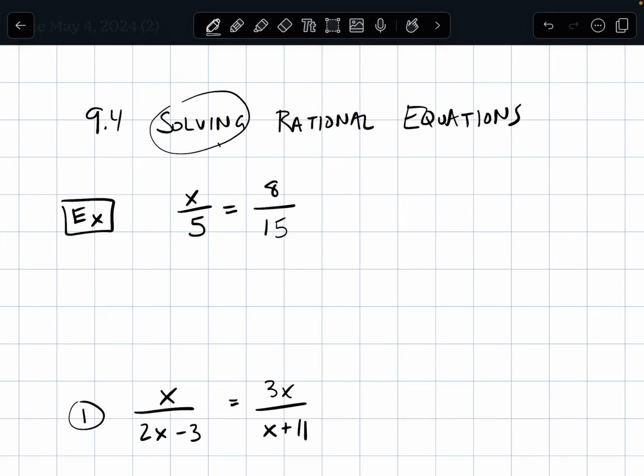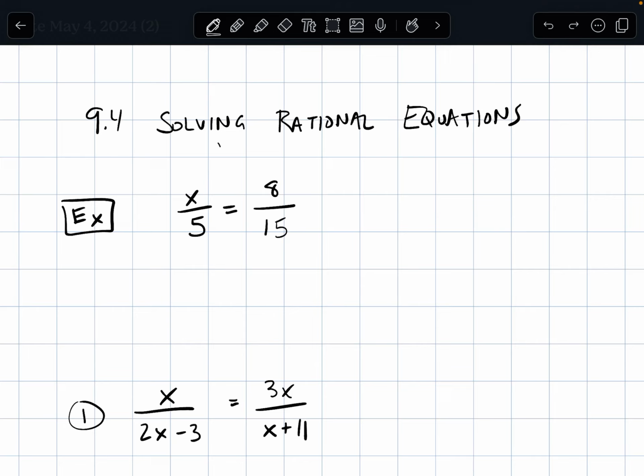And also notice we're talking about solving, right? So whereas before we were just simplifying the expressions, now we are solving the equation. So our final answer for all of these should look like x equals some number. All right, so that's going to be our answer.